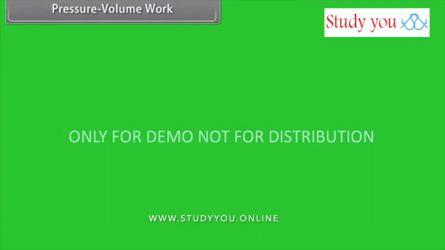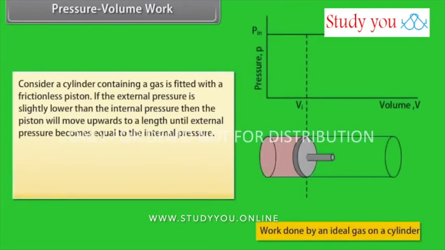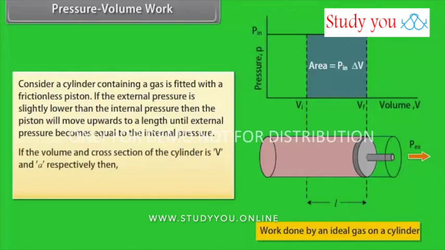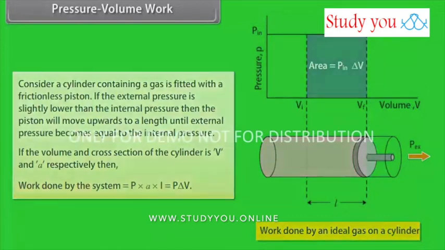Pressure volume work. Consider a cylinder containing a gas fitted with a frictionless piston. If the external pressure is slightly lower than the internal pressure, then the piston will move upwards through a length L until the external pressure becomes equal to the internal pressure. If the volume and cross-section of the cylinder are V and A respectively, then the work done by the system is equal to P into A into L, which is equal to P into delta V.